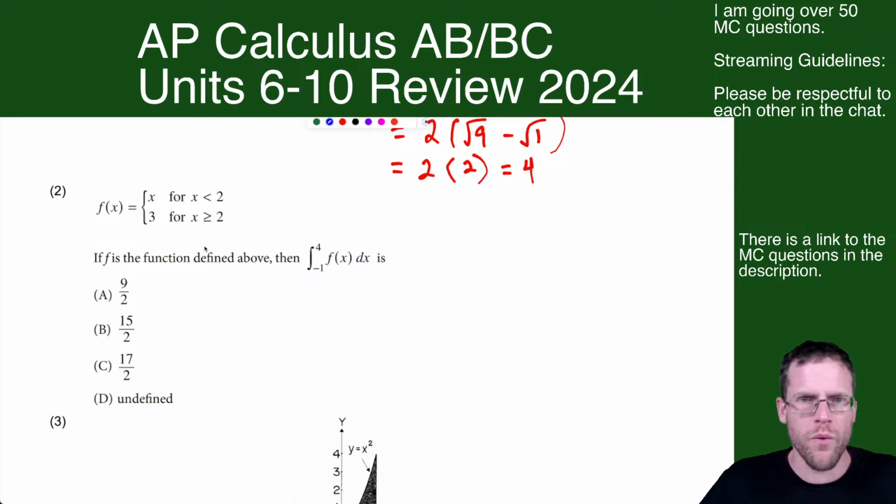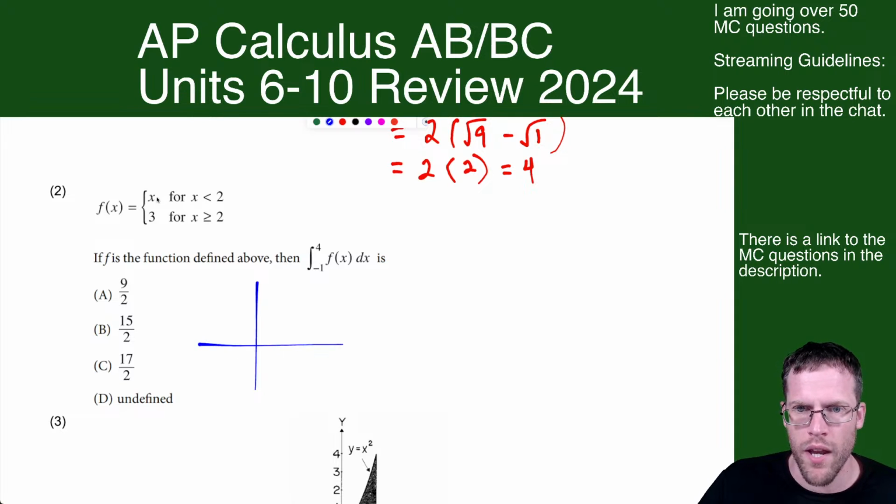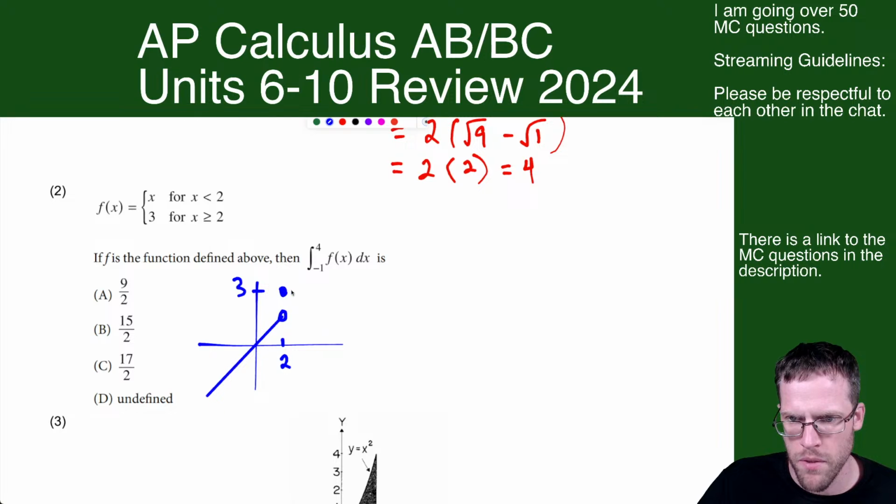So here, there are 2 ways we could do question 2. We could draw it out or integrate piece by piece. We have a piecewise function. If you just want to draw it out, we have y equals x when x is less than 2, which is going to look like this. So here's y equals x when x is less than 2. And then when x is greater than or equal to 2, we're up here at 3, so then it becomes this line. And we want to know the integral from negative 1 to 1, which we could just find as the signed area under the curve.